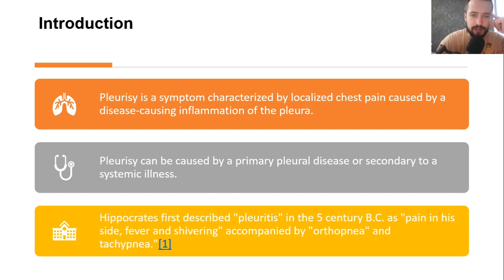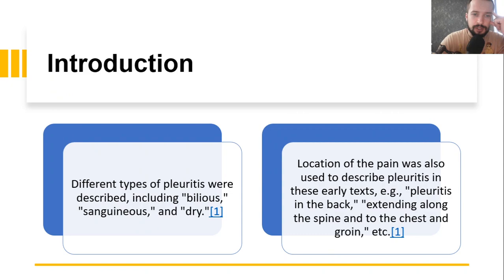Hippocrates first described pleuritis in the 5th century BC as pain in the side, fever and shivering, accompanied by orthopnoea and tachypnoea. Different types of pleuritis were described, including bilious, sanguineous, and dry. Location of the pain was also used to describe pleuritis in early texts, e.g. pleuritis in the back, extending along the spine and to the chest.